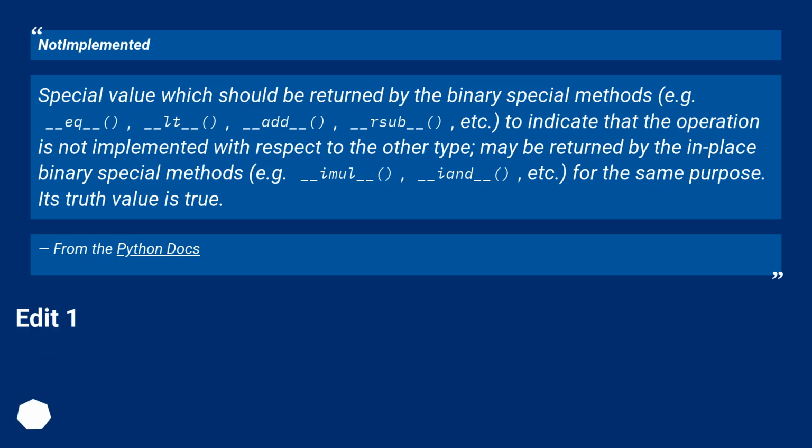NotImplemented: special value which should be returned by the binary special methods, for example __eq__, __lt__, __add__, __sub__, etc., to indicate that the operation is not implemented with respect to the other type. May be returned by the in-place binary special methods, for example __imul__, __iand__, etc., for the same purpose. Its truth value is true. From the Python docs. Edit 1.